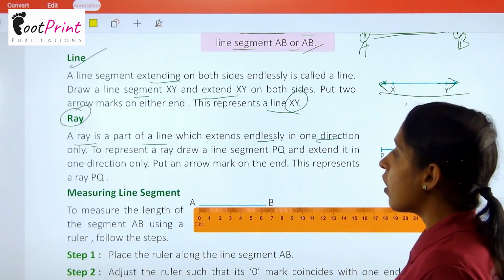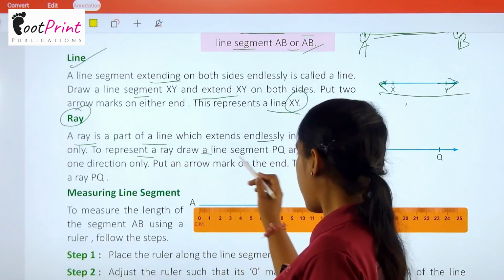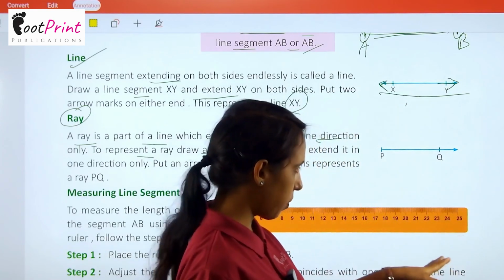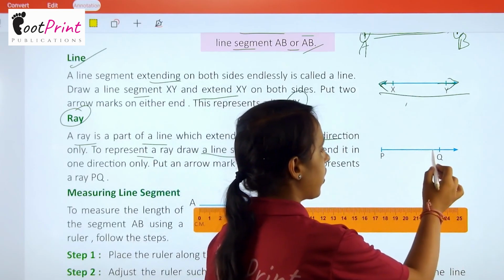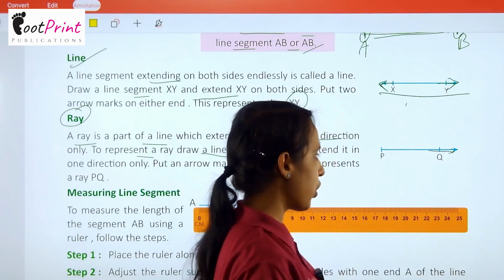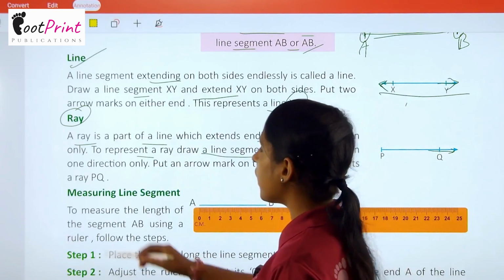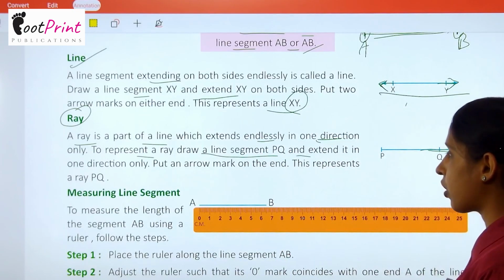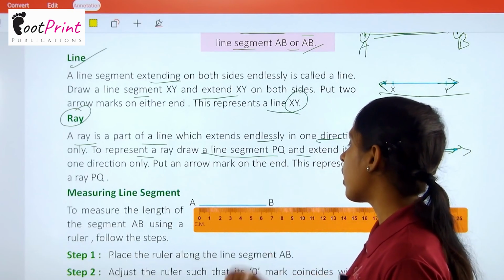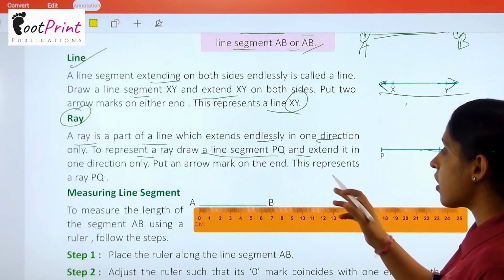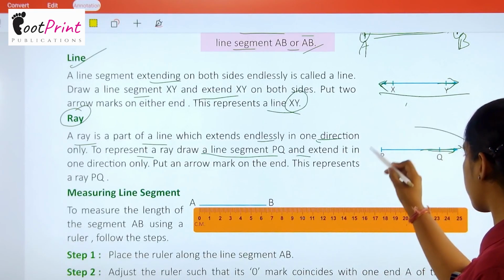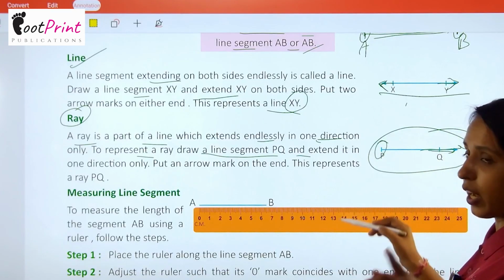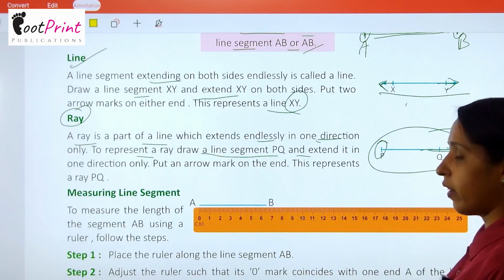OK, to represent a ray, draw a line segment PQ. What did we do? We made a line segment PQ. Then we extend a point from Q and extend it in one direction only. We extended it in one direction and put an arrow mark on the end. This represents a ray PQ. So what is this showing? PQ. A ray has one end point and one extending end.